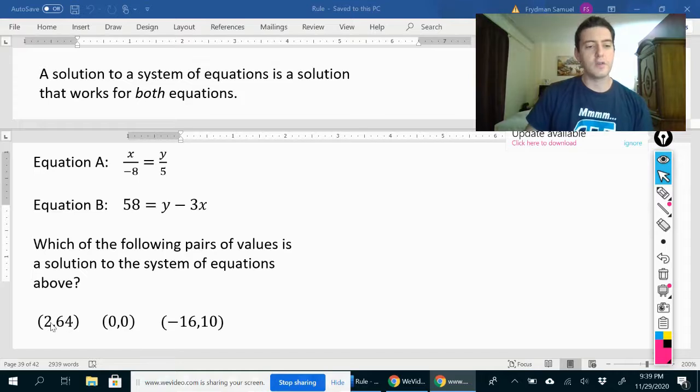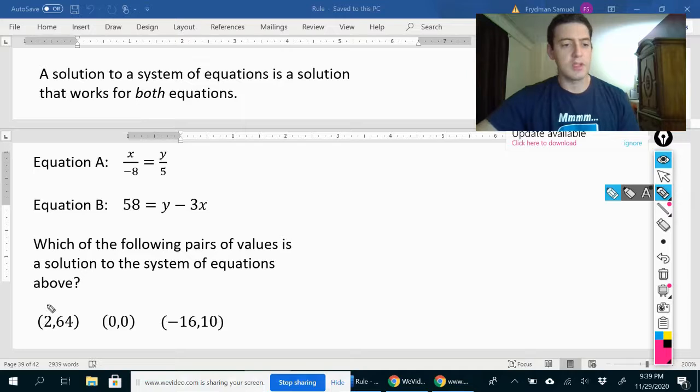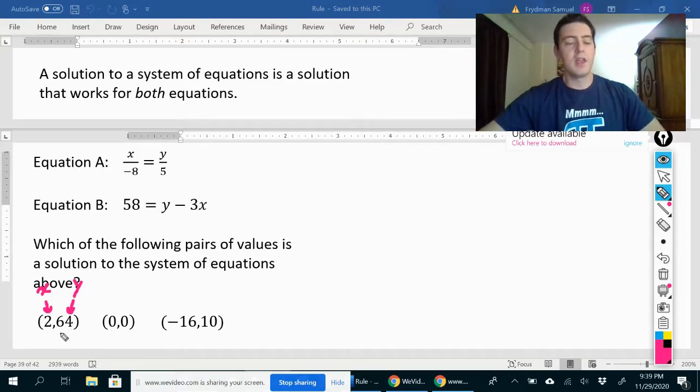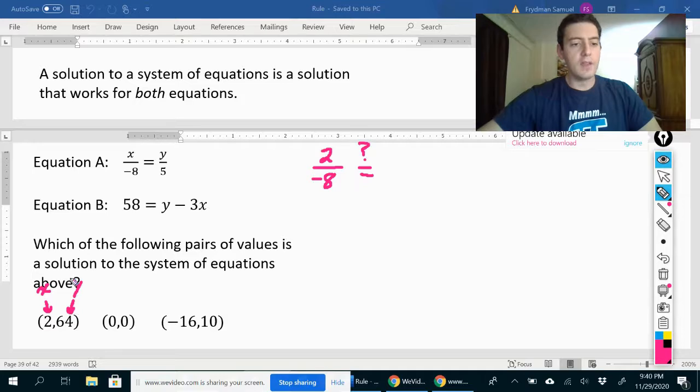So which of the following pairs of values is a solution to the system of equations above? Let's take a look at this one over here, (2, 64). Now remember, when you see numbers written this way, the first number is the x value and the second number is the y value. So let's just plug these values in and see if it solves these equations. If we plug 2 in for x, we would get 2 over -8 equals, and I'll put a question mark here because we don't know if they're going to be equal. And then y is 64, so let's plug the 64 in for y here, and that was over 5. Let's see if both sides are equal.